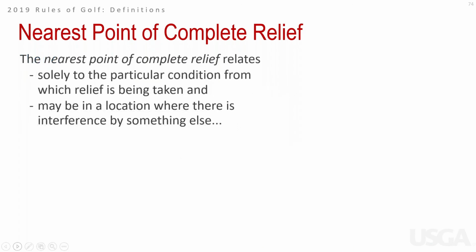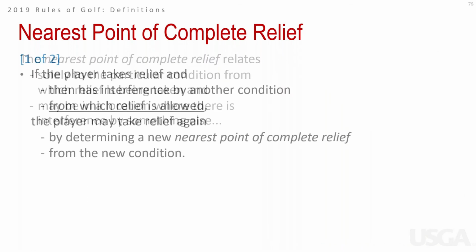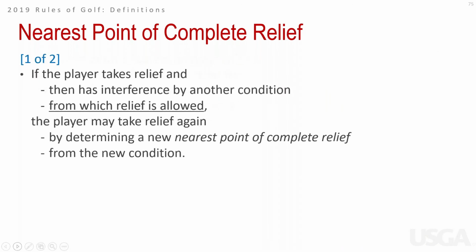So just going back to this example here, if this tree was a separate movable obstruction, or ground under repair for that matter, which the committee has not determined to be part of the same obstruction, this player may get relief twice by dropping from the immovable obstruction that is the cart path, or from that separate condition that could be to the right of this player's nearest point of relief. If the player takes relief and then has interference by another condition from which he is entitled to relief, the player may take relief again by determining a new nearest point of relief from that new condition.